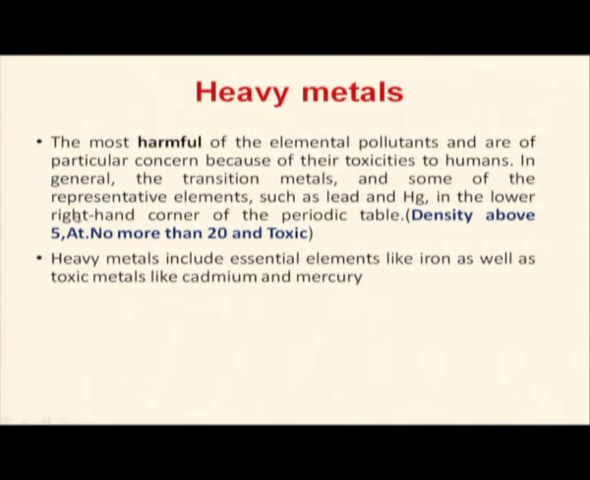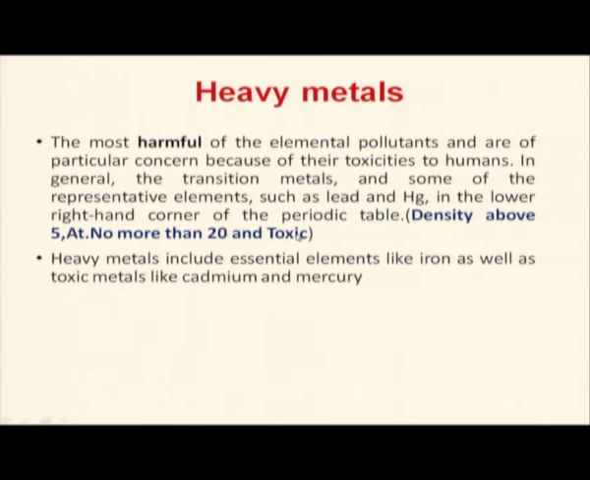Most of these heavy metals are highly toxic and harmful. They are the most harmful of the elemental pollutants and are of particular concern because of their very high toxicity to humans. In general, the transition metals and some of the representative elements such as lead and mercury in the lower right-hand corner of the periodic table, many metals come into this. About 16 elements are considered heavy metals. Usually these heavy metals possess very high density above 5, atomic number more than 20, and these elements are toxic, they are all collectively called heavy metals.